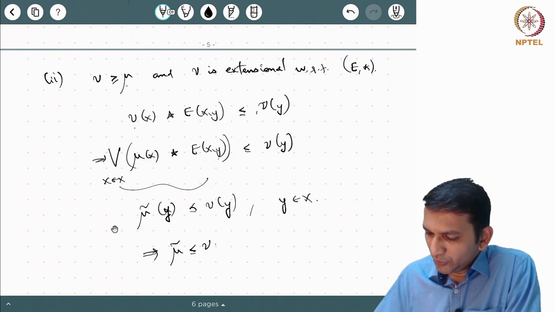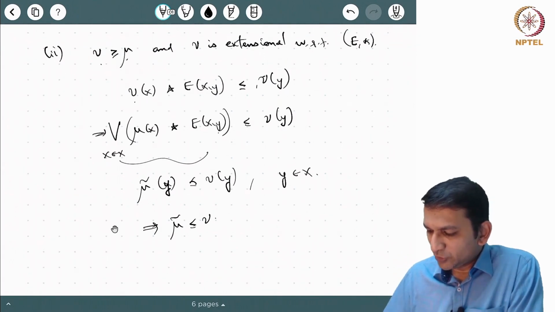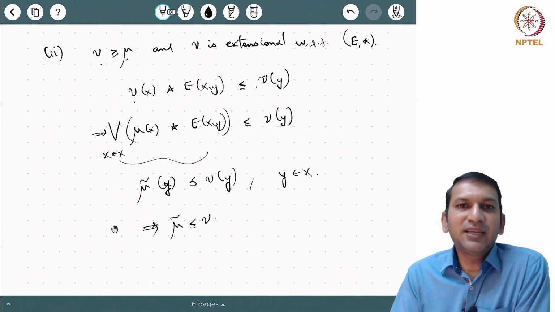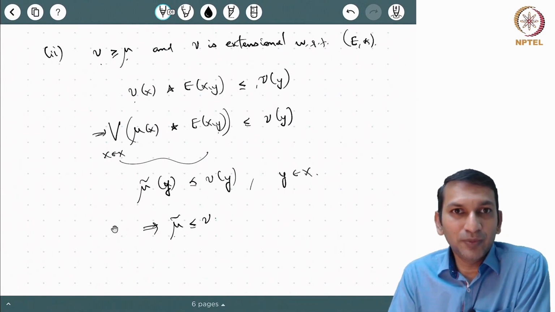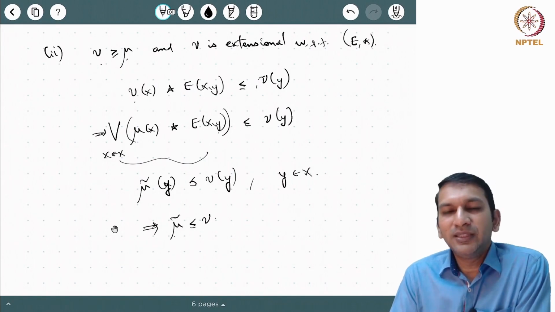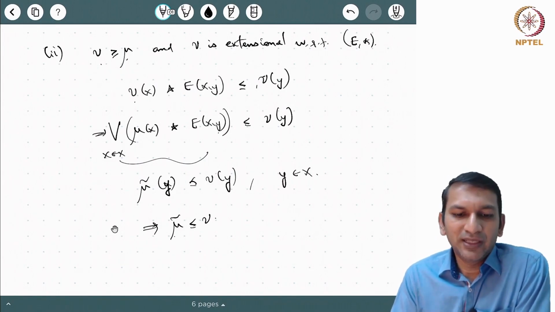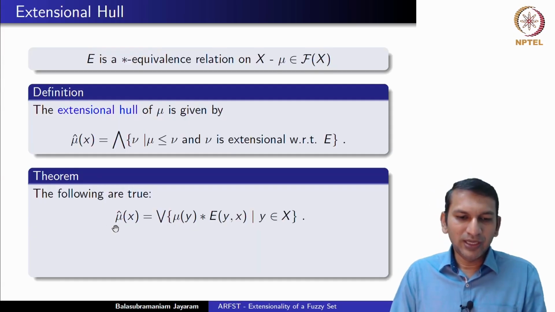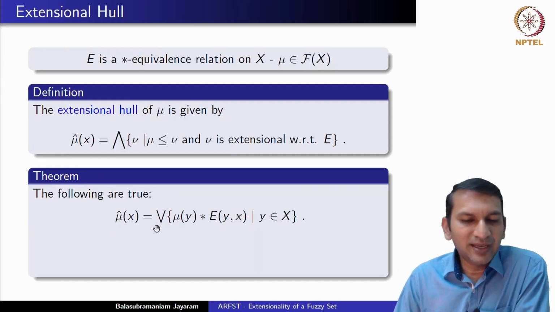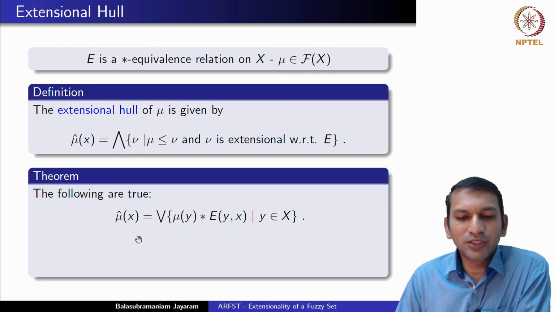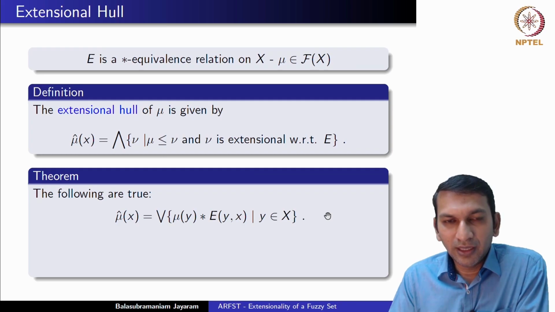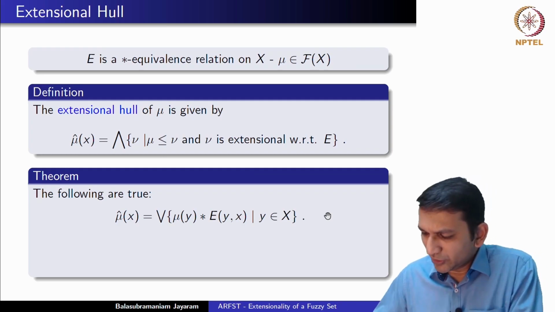Note that mu was originally extensional. We have shown that mu tilde is extensional, and we have shown that if there exists any other extensional fuzzy set mu which contains mu, then it also contains mu tilde. In that sense, by the definition of mu cap, we see that mu tilde is in fact equal to mu cap. So what we have managed to do is give an internal characterization, a representation of mu cap, and this is how we obtain the corresponding extensional fuzzy set.